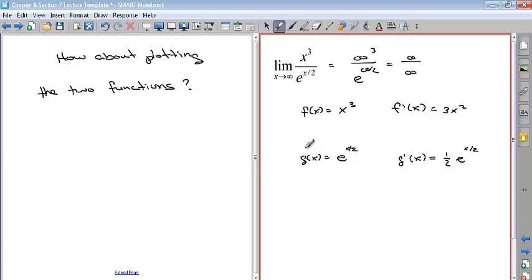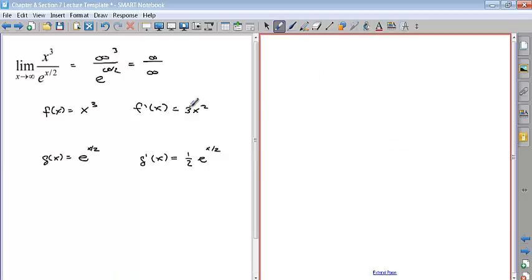Now, if we look at the derivatives here, you can see where I have the same dilemma. If I stick infinity in here, it's still going to be infinity. If I stick infinity in there, it's still going to be infinity. But what we can do is continue to take derivatives until we get to somewhere where we actually can do something.